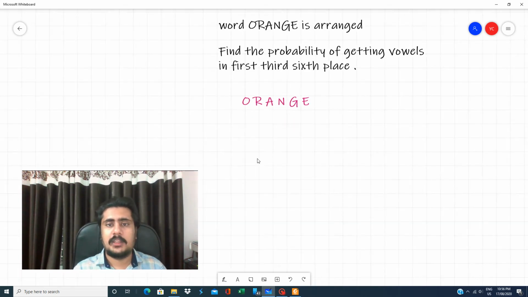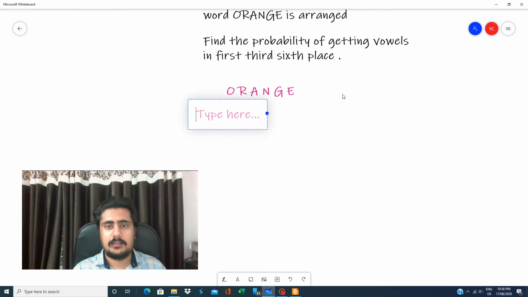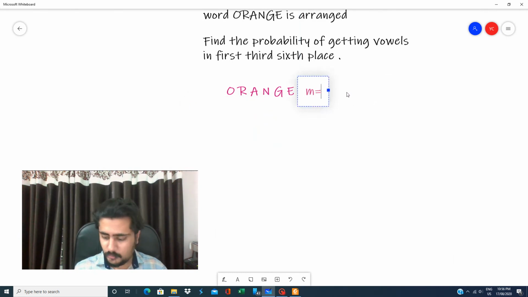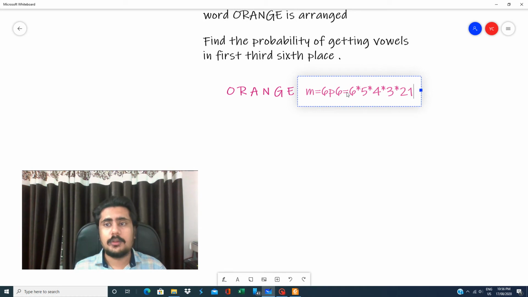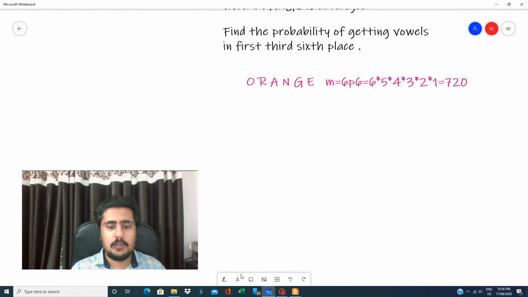Okay, it's a six letter word. So you can say the total possibility is 6P6, that is 6 into 5 into 4 into 3 into 2 into 1, which comes to 720. Now you are asked to find the probability of getting vowels in first, third and sixth place.